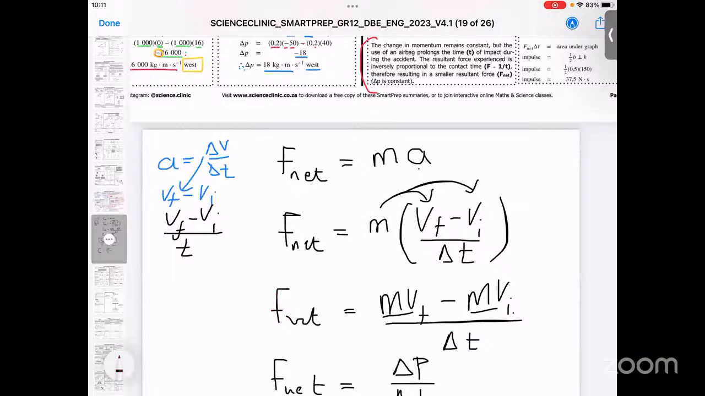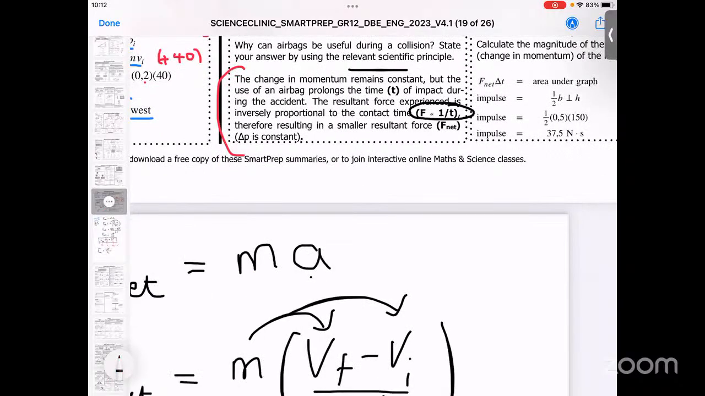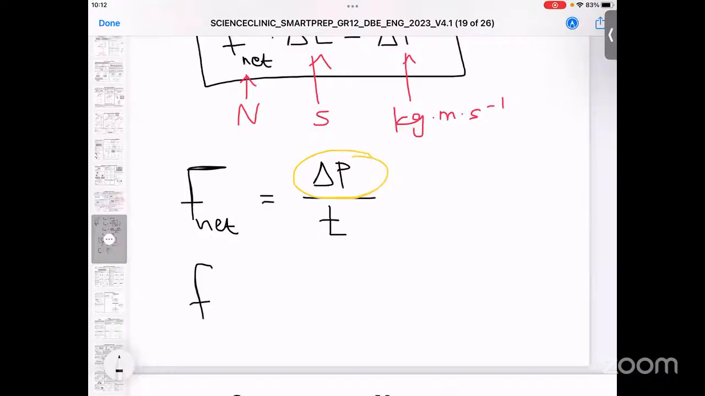Yes, this is that part there. And then you can see that part over there. I'll explain it just now. So since that one remains constant, we therefore remove it and say the net force is inversely proportional to the change in time.